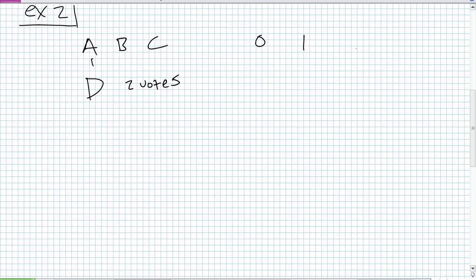I know A gets 1 vote, B gets 1 vote, and C gets 1 vote. You might be tempted to do D1 and D2. No, 4 variables. And it's tricky. All you've got to do is think about it. Take A, B, C, and D. Make a bare truth table. Okay, so let's make a bare truth table.